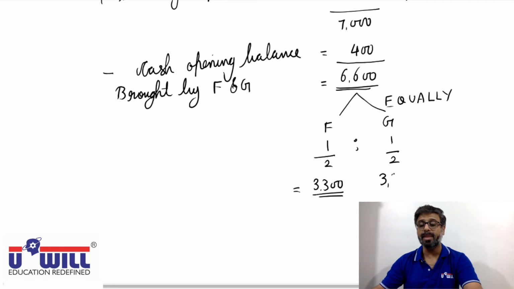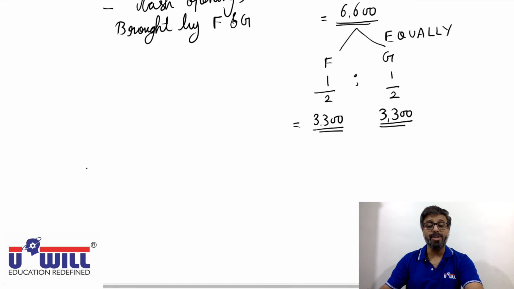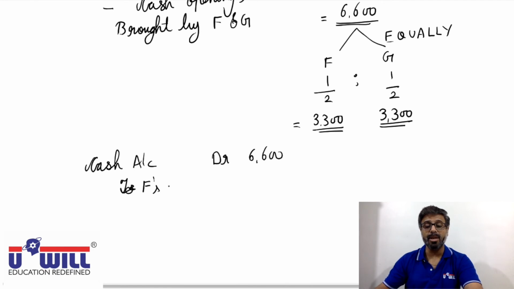G will bring. Now what will be the entry if F and G bring these amounts? Cash comes in, debit what comes in? Cash account debit 6,600. F is the giver, credit the giver, F's capital account. F brings 3,300. G is the giver, credit the giver, G's capital account. G also brings 3,300.